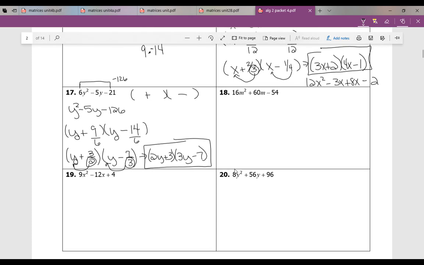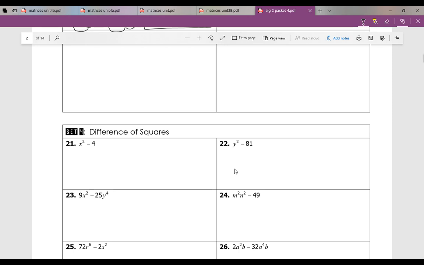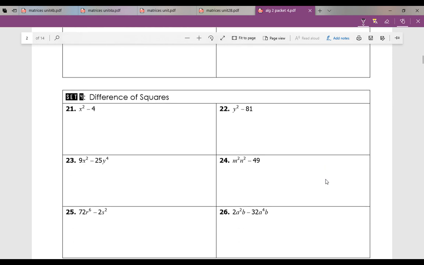All right, the last group of factoring that we're going to talk about, and then we're going to go on to the next page and do a little bit of solving equations by factoring, are differences of squares. Now, difference means to subtract. It has to be a subtraction problem or you cannot do it. So we're going to do a squared minus b squared. Difference of squares is a binomial.